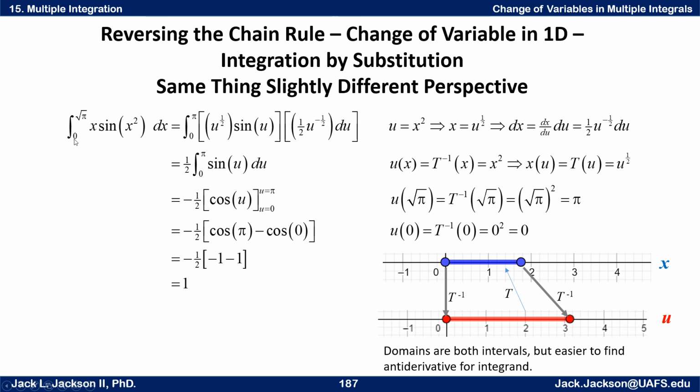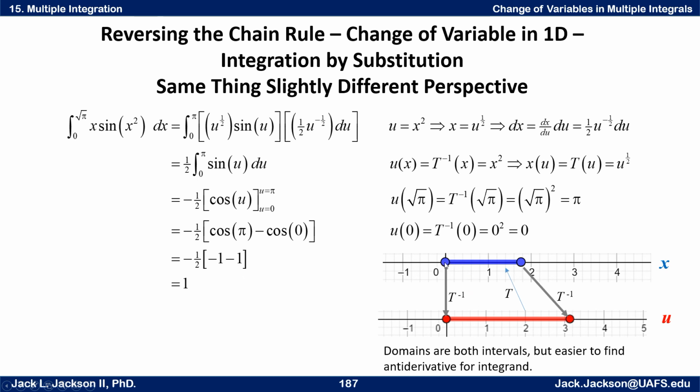Now I also change the limits from 0 to square root of pi for x's to 0 to pi for u's, and that's transforming this interval into this one. So you can imagine this interval kind of stretching into this one down here. And so there's this transformation that maps this interval on the u's onto that interval on the blues, and it's 1-to-1. So there's an inverse transformation and it maps back the other direction.